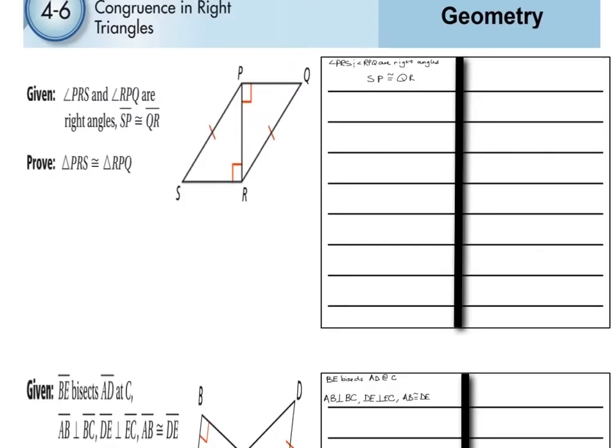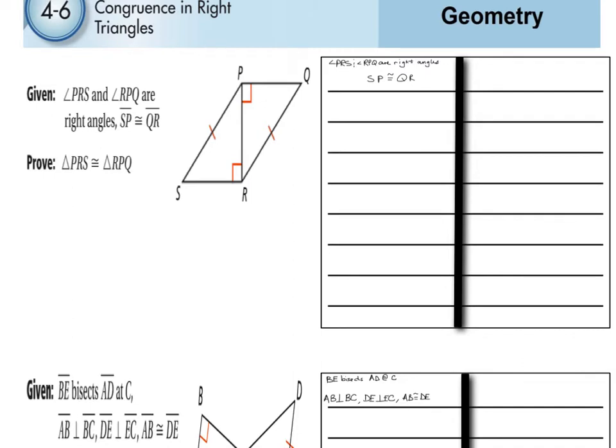Okay, now let's take a look here at an example of a proof. In the given it says angle PRS and angle RPQ are right angles. And we also know that SP is congruent to QR. And that's what we have marked here in our picture with the two right angles as well. And we want to prove that triangle PRS is congruent to triangle RPQ. Okay, that's what we want to prove.